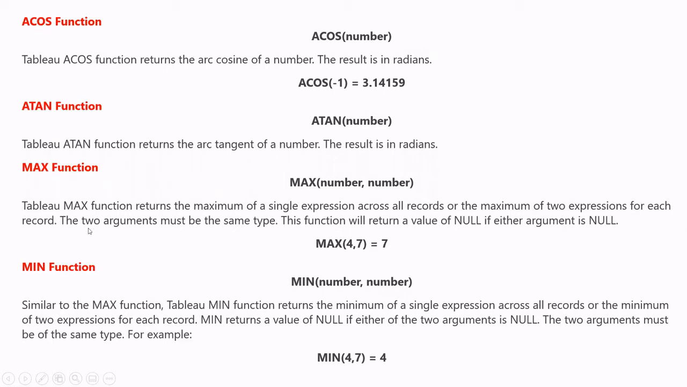And coming to the max and min functions, so the max function basically returns the maximum of a single expression. So it will be row wise. If you don't fix the level of detail, by default it will work row wise, and if you type the max, it will execute at row level, and it returns the maximum of the numbers in both the fields. And the min function is similar to max, it returns the minimum value.